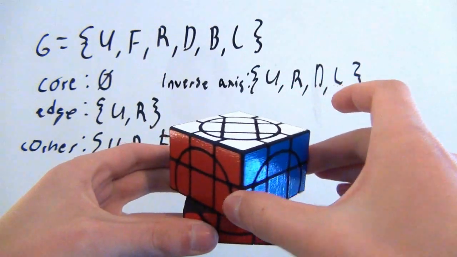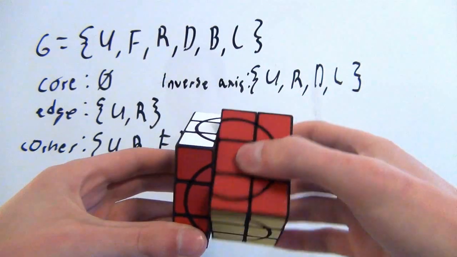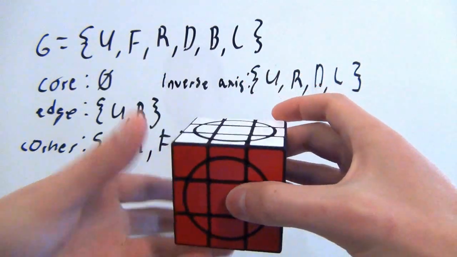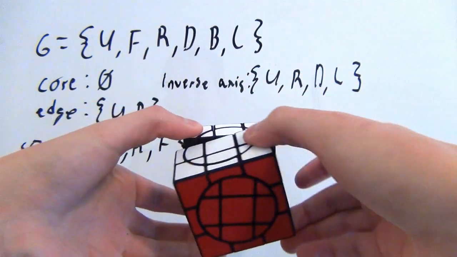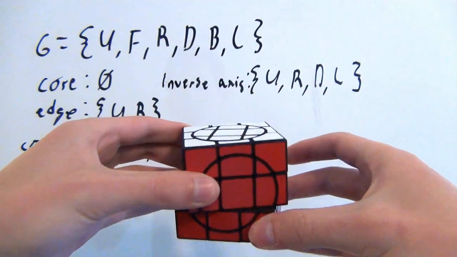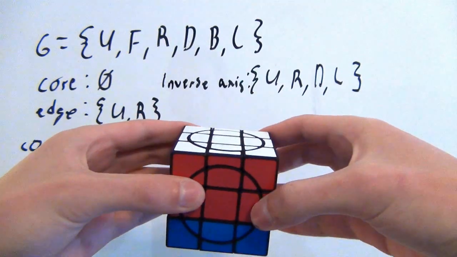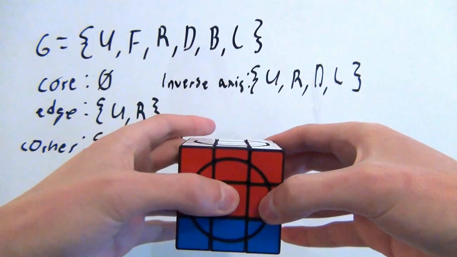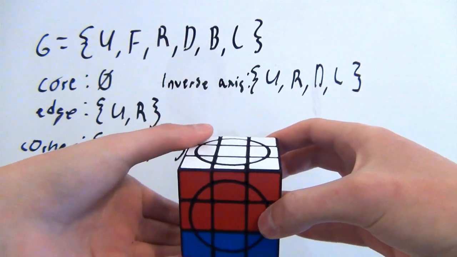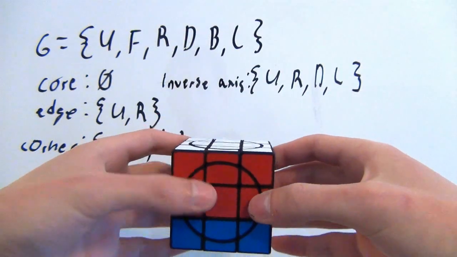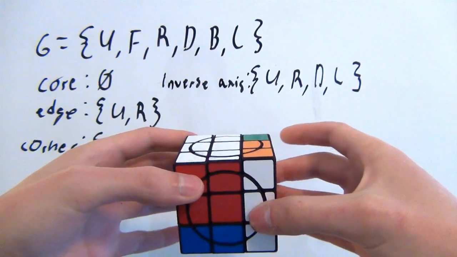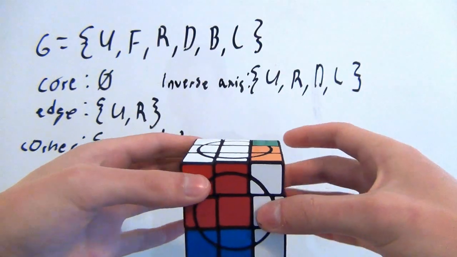So we have U, yep, it moves. R, yep, it also moves. F, yep, it moves. Now I'm going to move the core a little bit. L, yep, also moves. Let's try moving D, does not move.